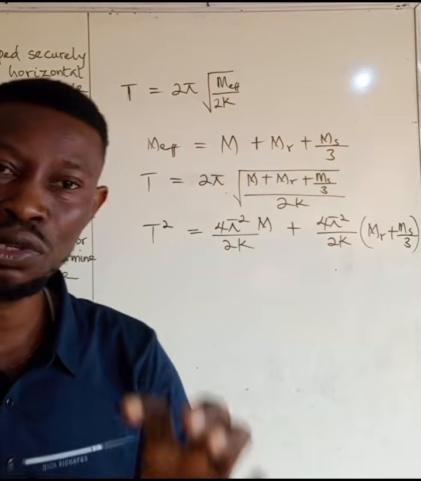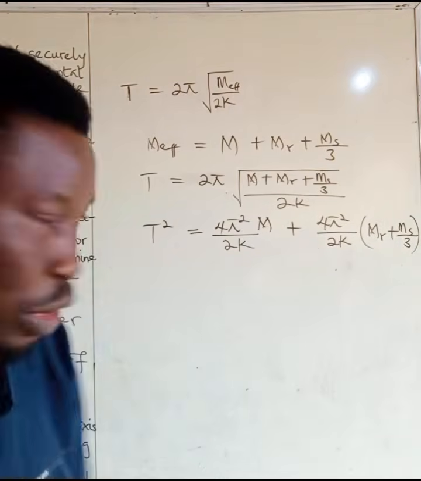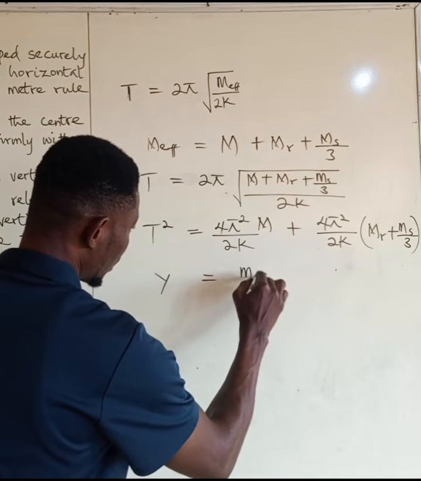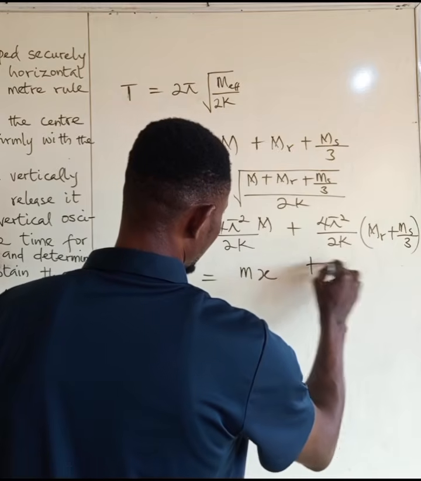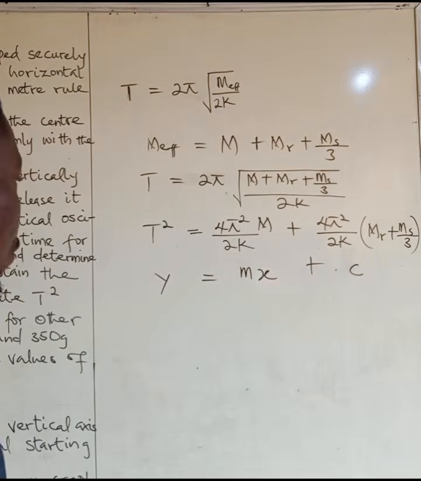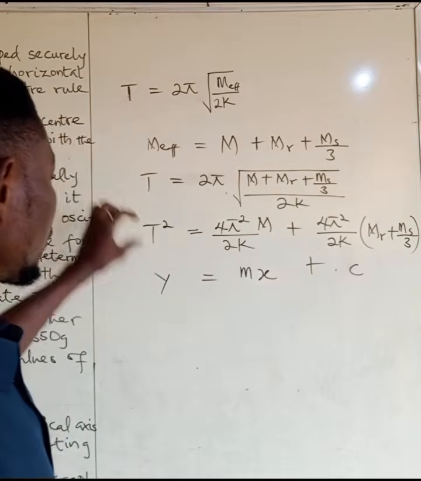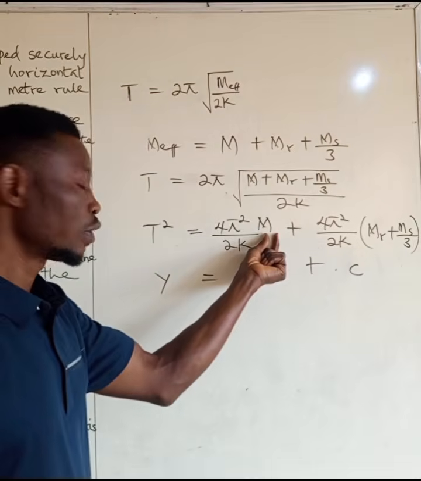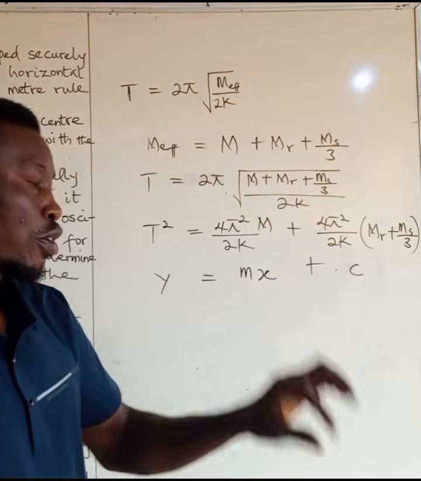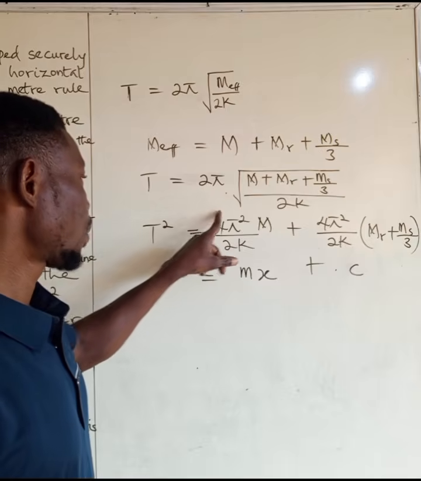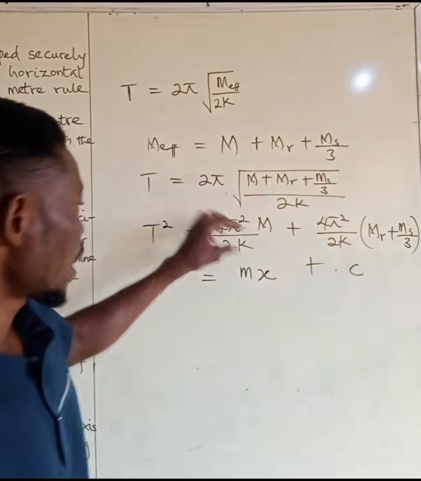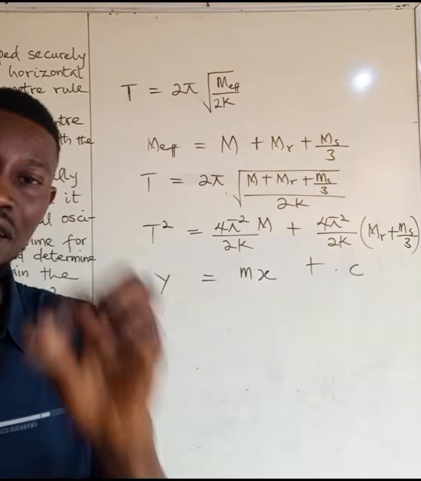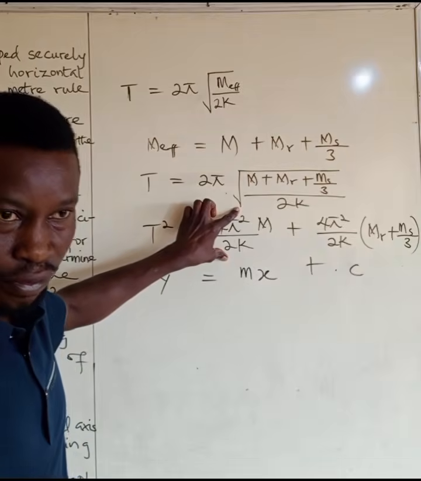So if you look at this, it looks like a standard straight line equation in the form of y equals mx plus c. So that if you plot a graph of T squared on the vertical axis against m on the horizontal axis, you are going to have a slope that is equal to 4 pi squared all over 2k. If you like, you can simplify further to give 2 pi squared all over k, and that will give you the slope of the graph.